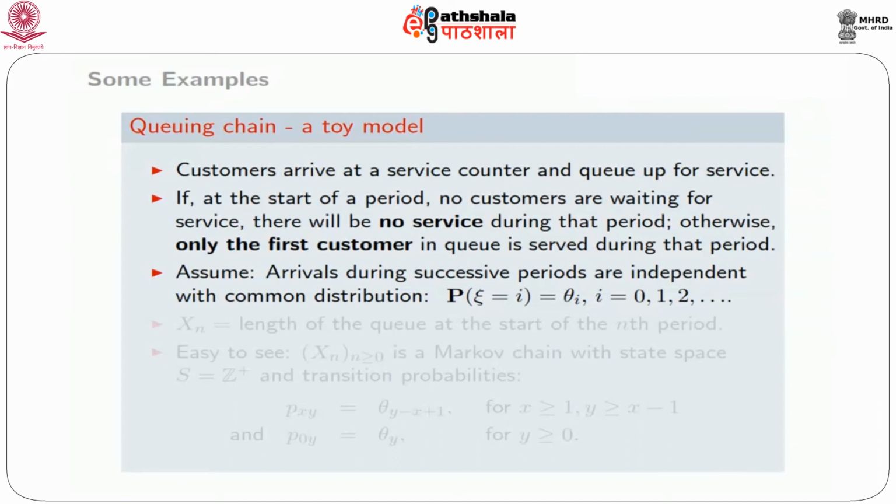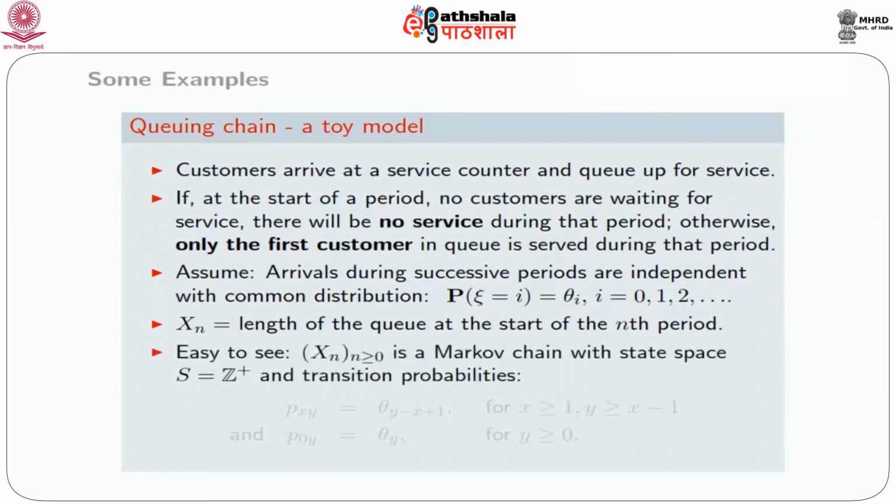Now, what is it that we are interested in? Here is the quantity of interest. At the start of the nth period, what is the length of the queue? We call it X_n. This is the process that we are interested in, and it is clear that as n changes, this number also evolves with time. One can easily see, by writing down the conditional probabilities, that this X_n is again a Markov chain. The state space is Z plus, which means all non-negative integers, and the transition probabilities are given by this.